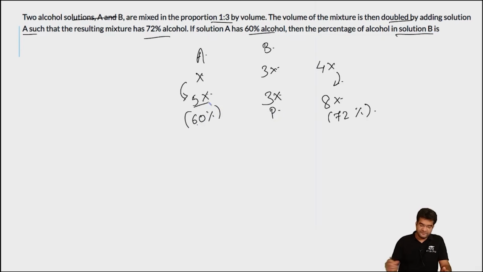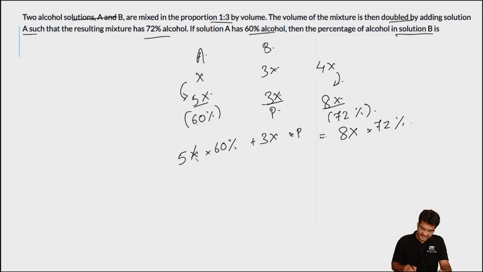So when you are mixing 5 units of A with 3 units of B to get 8 units of the mixture, the volume of alcohol in the entire solution will become equal to 5x into 60% plus 3x into P. This is the amount of alcohol in the solution, which will also equal 8x into 72%.